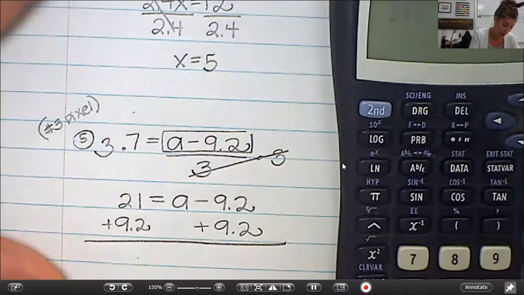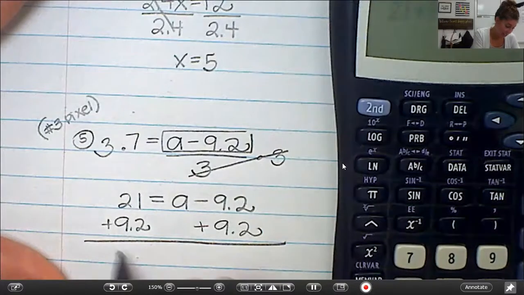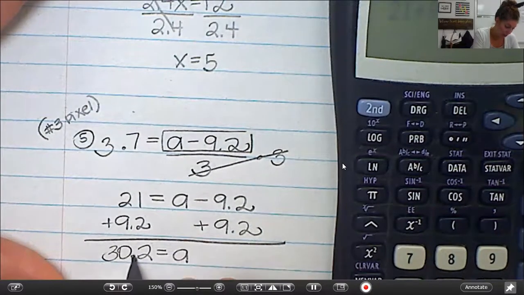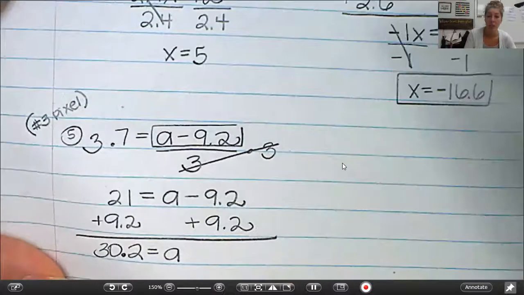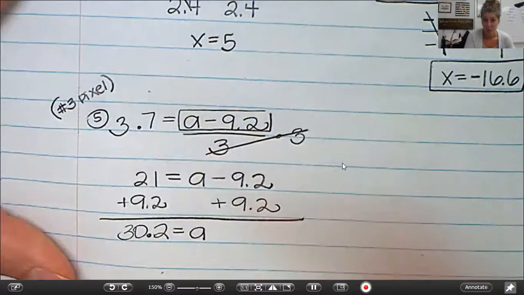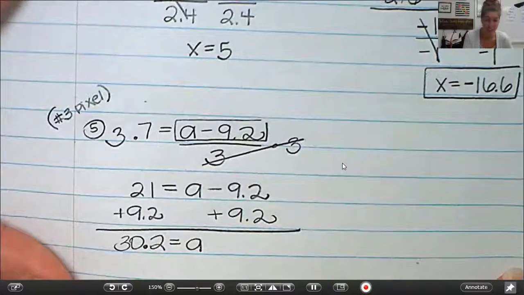I do not want to be wrong, since it is your pixel art page. Okay, so 30.2 equals a. This one is a slightly different form than the basics that you guys did yesterday.